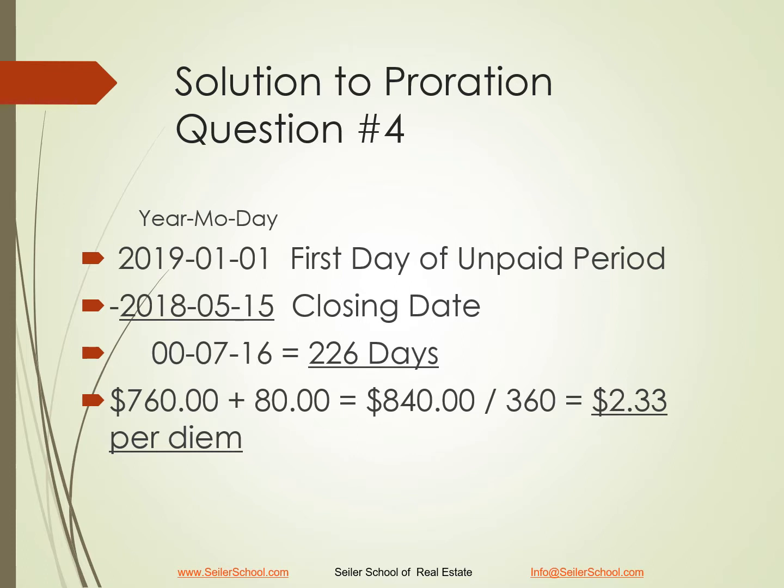We can add the two items together. You could either add them together or do it separately, but I added them together. I added $760 plus the $80 water bill for a total of $840, and I divided by 360 days. I arrived at $2.33 per diem. So $2.33 times 226 days is $526.58. Our choice would be B.